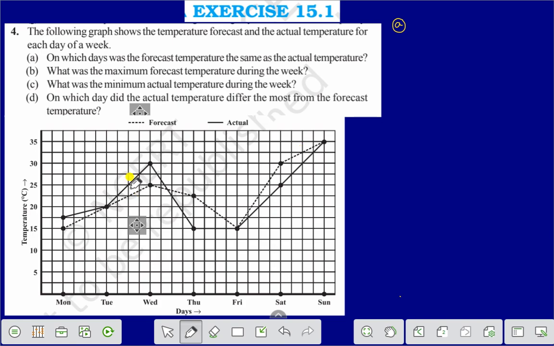We'll find that this graph and this graph meet at this point, and this graph meet at this point, and also this graph and this graph meet at this point. That means on 3 days the forecast temperature is the same as the actual temperature. This temperature is on Tuesday, this temperature is on Friday, and this temperature is on Sunday, right? Therefore we can write Tuesday, Friday and Sunday.